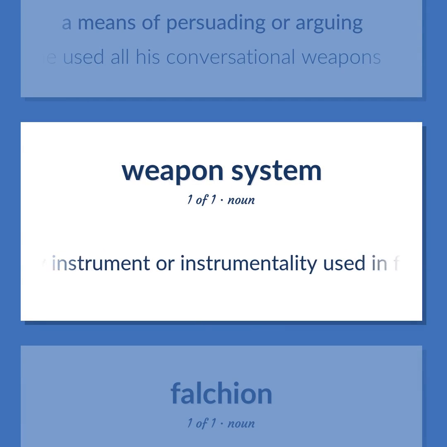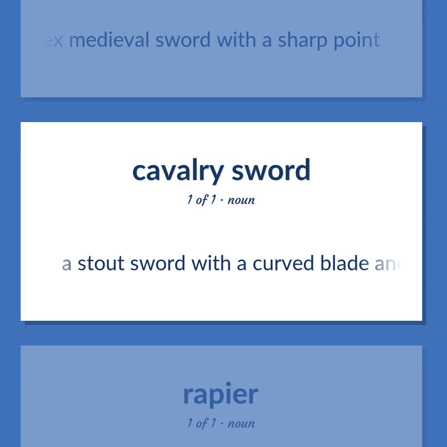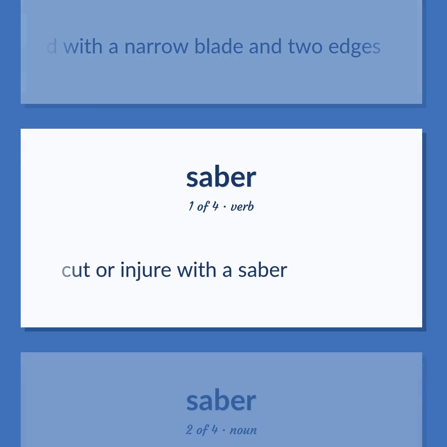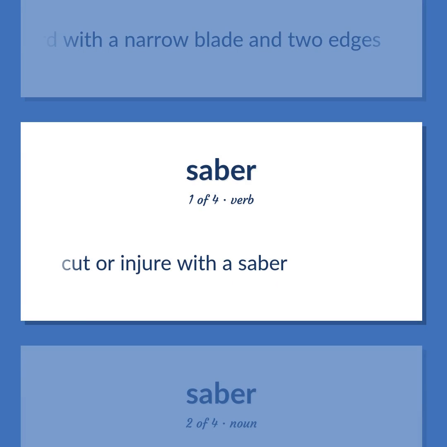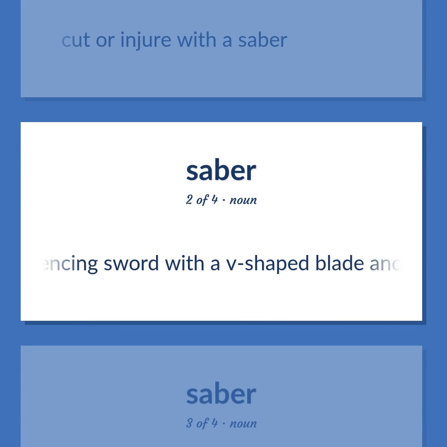Any instrument or instrumentality used in fighting or hunting. A short, broad, slightly convex medieval sword with a sharp point. A stout sword with a curved blade and thick back. A straight sword with a narrow blade and two edges. Cut or injure with a saber. A fencing sword with a V-shaped blade and a slightly curved handle.